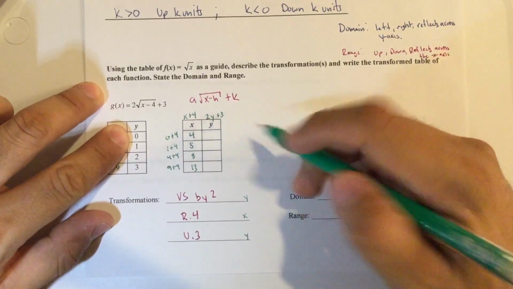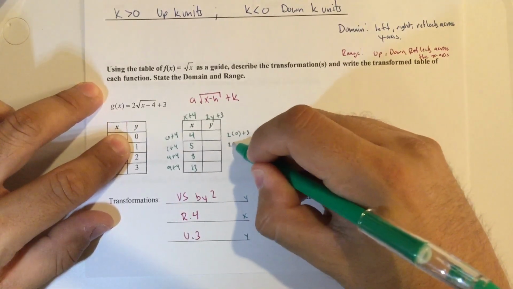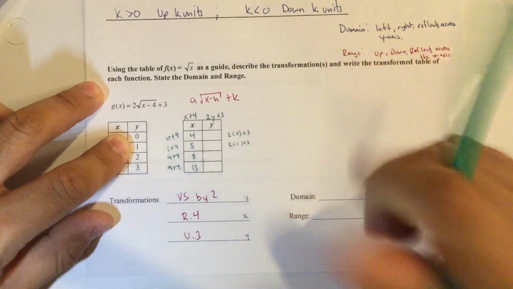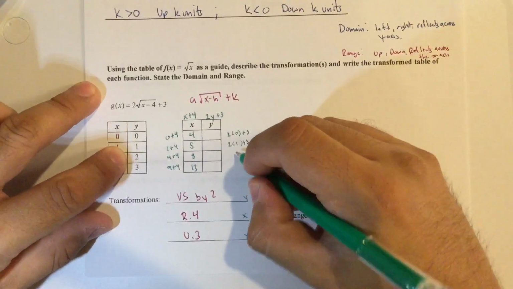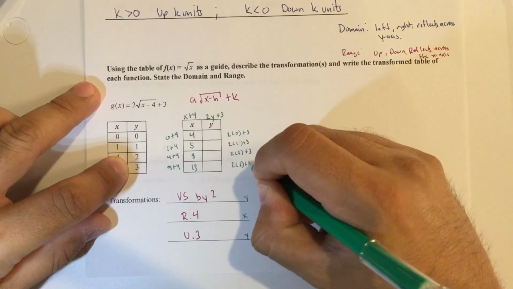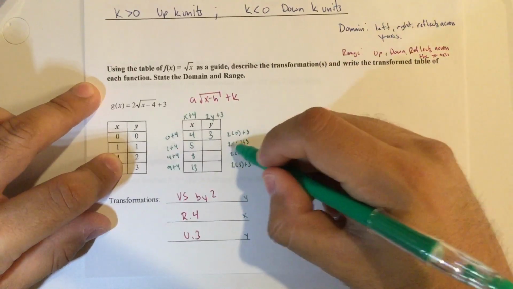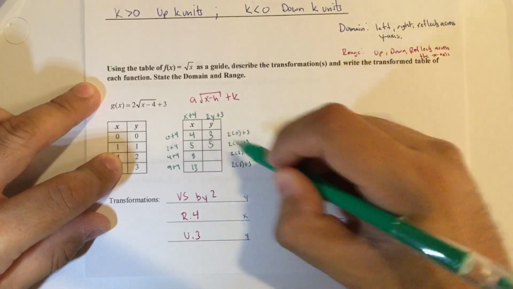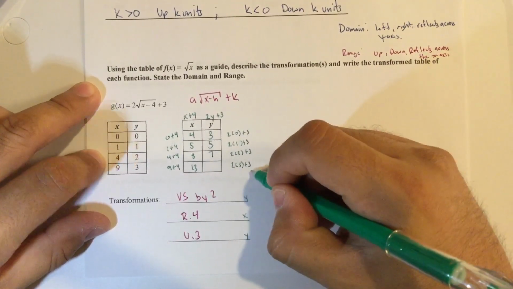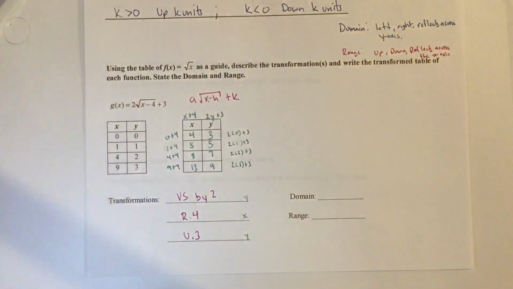When I'm working out the y values, what this tells me to do is multiply each of the original y values by 2 and then add 3. So in this case, 2 times 0 plus 3, 2 times 1 plus 3, 2 times 2 plus 3, 2 times 3 plus 3. So 2 times 0 is 0, 0 plus 3 is 3. 2 times 1 is 2, 2 plus 3 is 5. 2 times 2 is 4, 4 plus 3 is 7. 2 times 3 is 6, 6 plus 3 is 9.